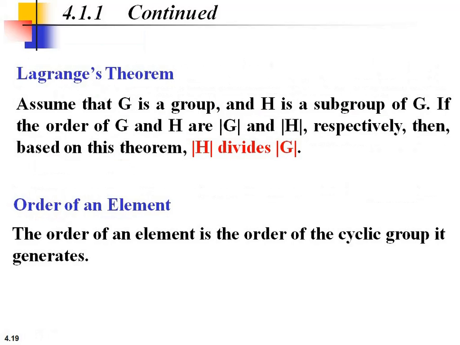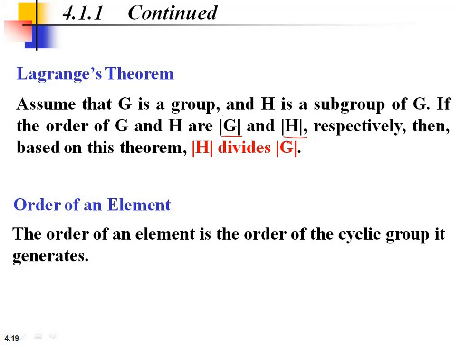Now there is Lagrange's theorem related to these cyclic subgroups. Assume that G is a group and H is its subgroup. If the orders of G and H are denoted by |G| and |H| respectively, then based on the theorem, |H| divides |G|. So if H is a subgroup of G, then the order of H will divide the order of G.